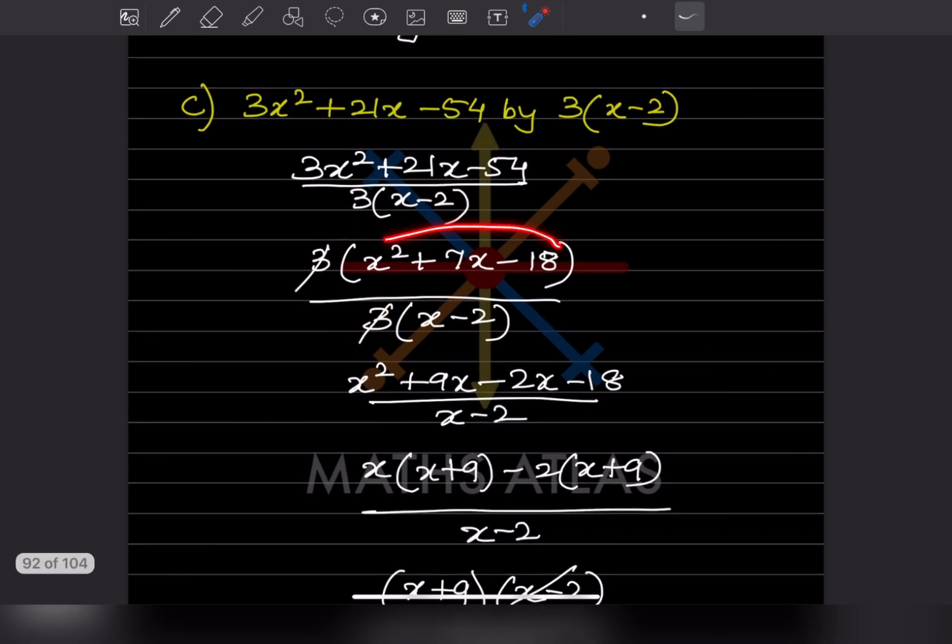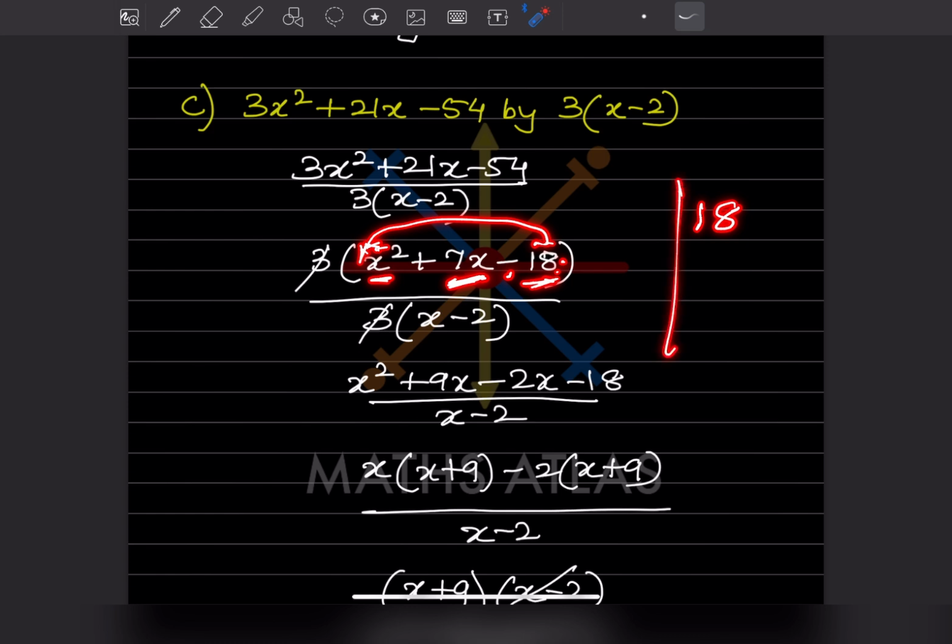Now again we can see this is in the form of ax square plus bx plus c, so we are going to factorize it. See here, this is the first term, the middle term and the last term. Whenever we factorize it, we take the first term coefficient and the last term, so 1 into 18 is 18. We have to take the factors of 18 and adjust the middle term. See now here, 2 nines are 18, 3 sixes are 18, and 1 eighteen.